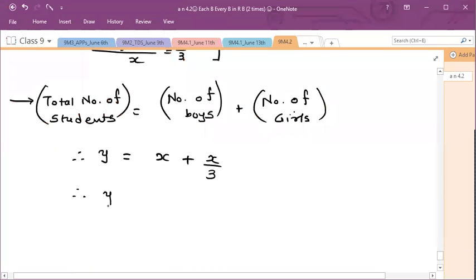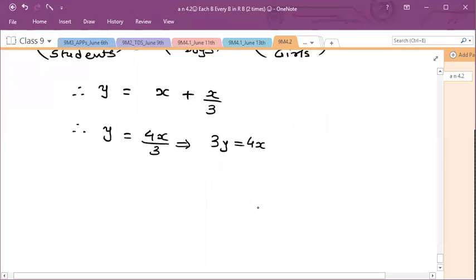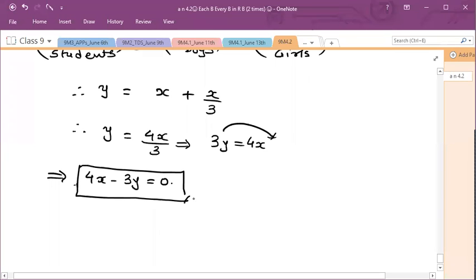So therefore y is equal to, if you take LCM, 3x plus 1x, that is 4x by 3, which implies 3y equals 4x. So what is your linear equation over here? Taking 3y to the right hand side, this becomes 4x minus 3y equal to 0. So this is our linear equation.